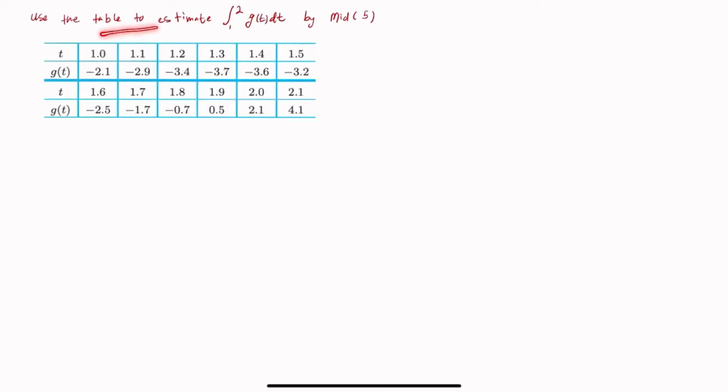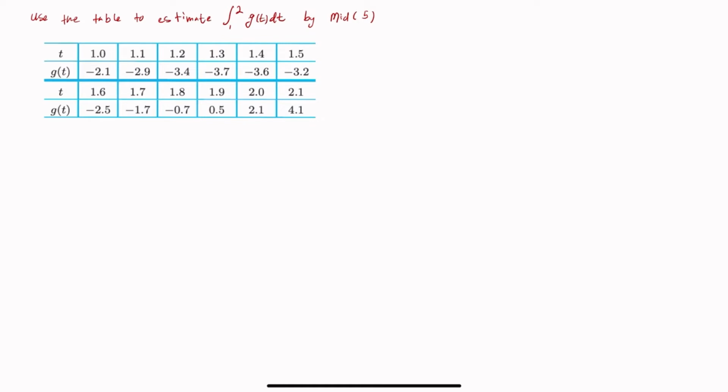Here, we want to use the table to estimate the definite integral going from 1 to 2 of g of t dt by mid of 5, and we are given this table in here. Note the t values in here start from 1.1 and end with 2.1.